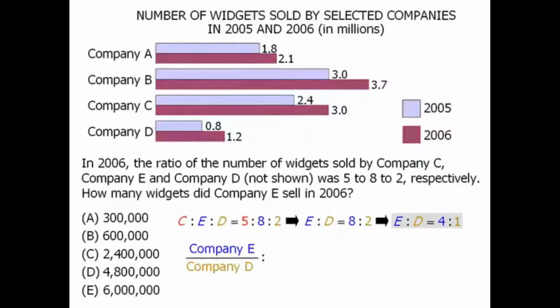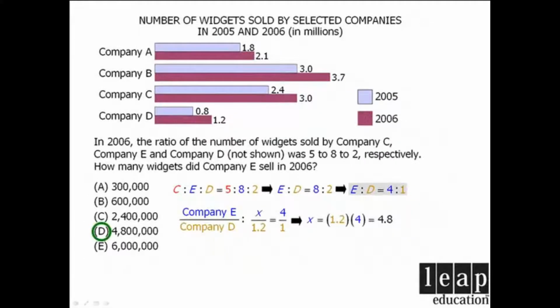We'll compare the widgets sold by company E in 2006 to the widgets sold by company D in 2006. So we'll let X equal the number of widgets sold by company E in 2006. And our table tells us that company D sold 1.2 million widgets in 2006. Now this ratio will be equal to 4 to 1. So we can now solve for X by cross-multiplying. And now we can simplify the right-hand side to be 4.8. So company E sold 4.8 million widgets in 2006, so our answer must be D.